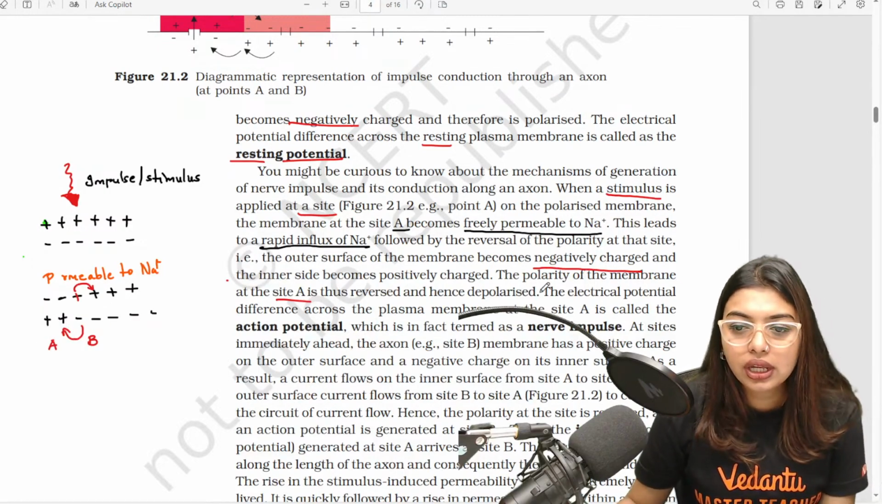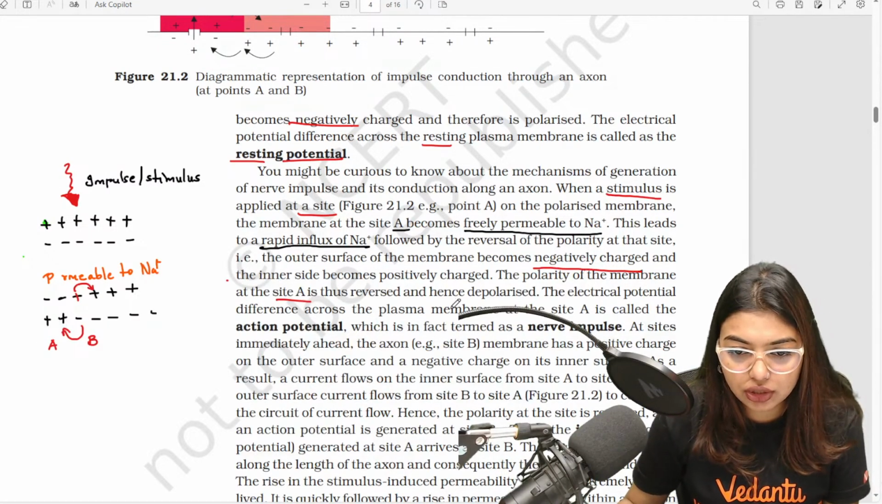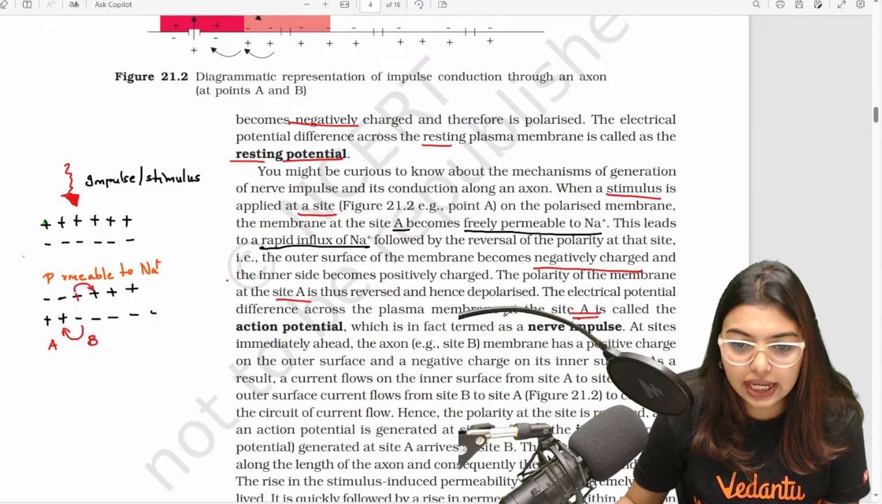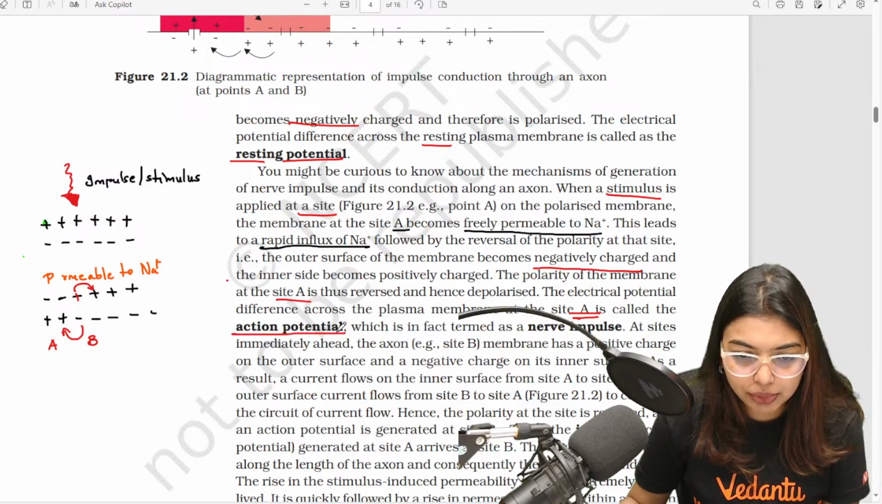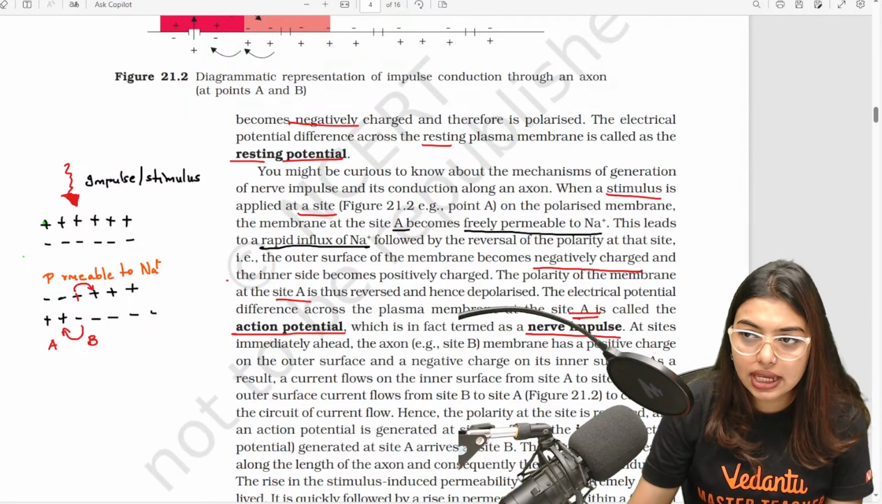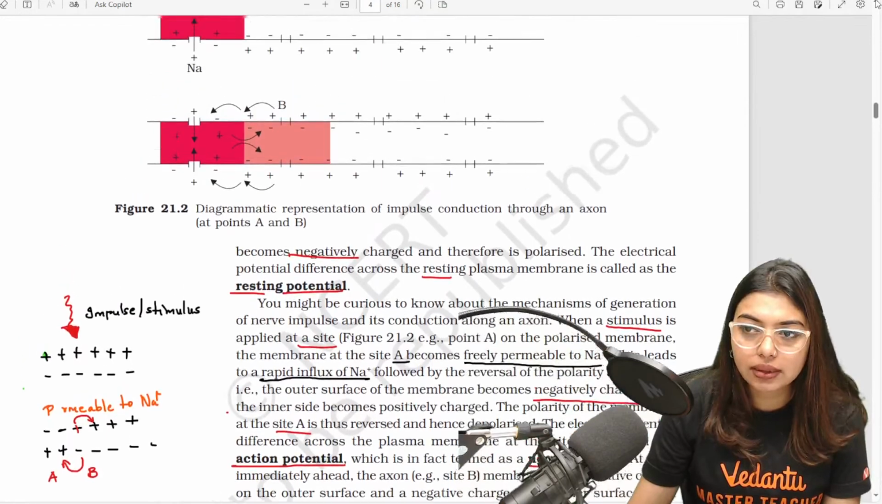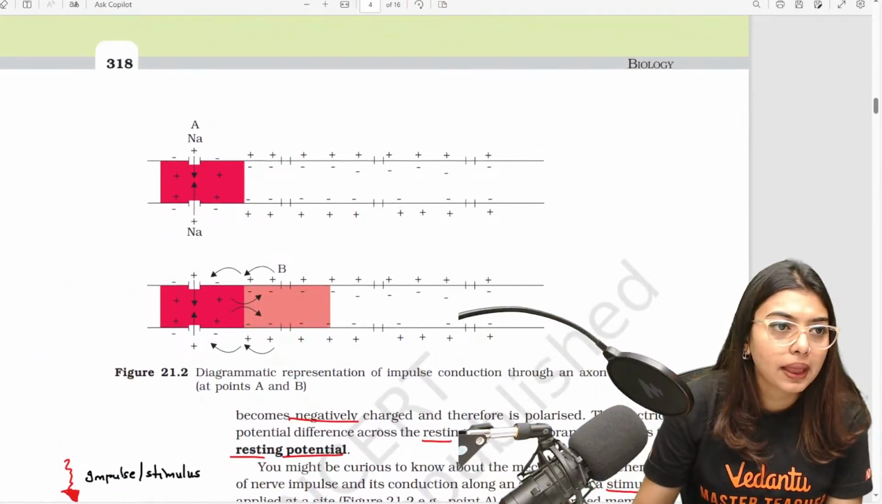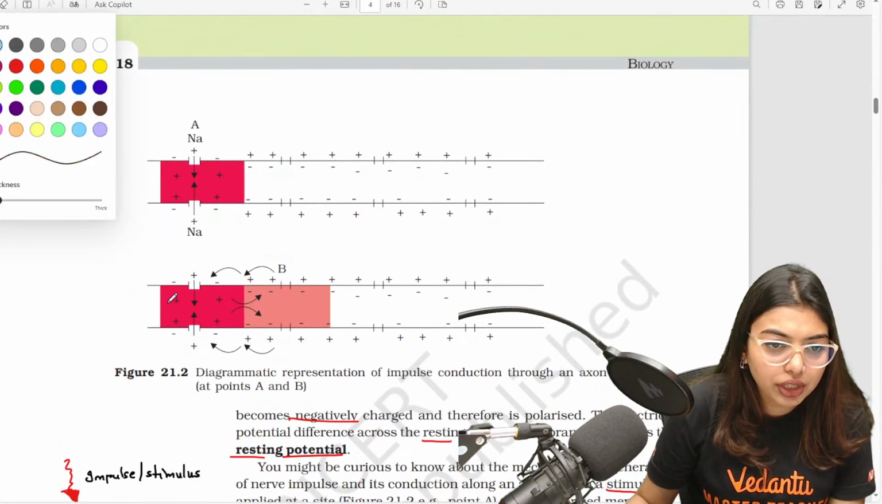Now look here. The electrical potential difference across the plasma membrane at site A is called the action potential, which is in fact termed as the nerve impulse. Okay, this is the action potential created. So same thing you are seeing here in the diagram. Look at the diagram here.